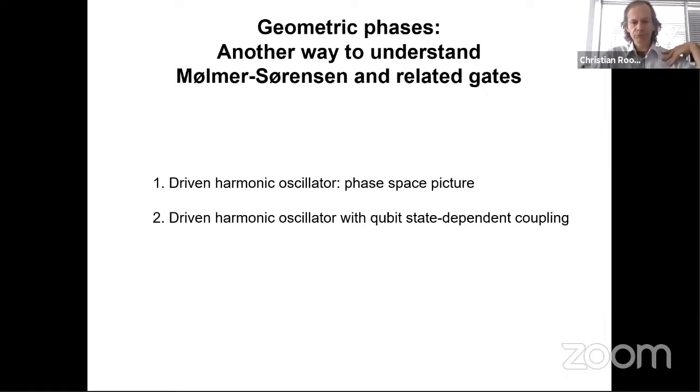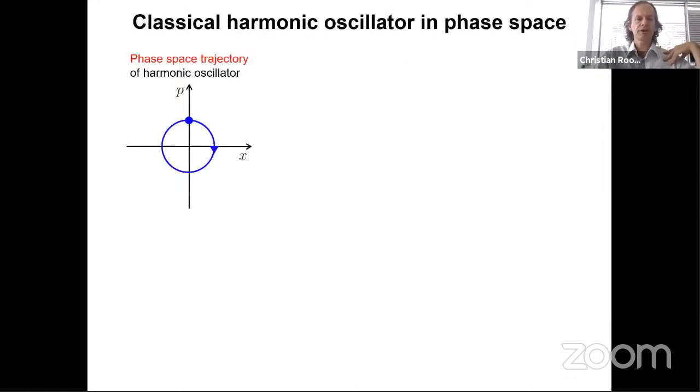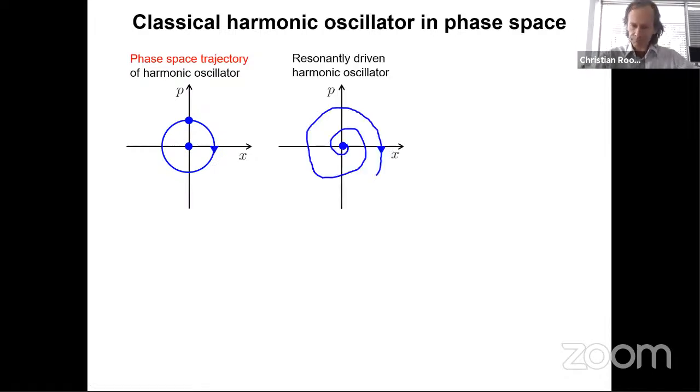And I first want to briefly talk about the driven harmonic oscillator in phase space, and then about the driven harmonic oscillator where the coupling becomes dependent on the qubit state. So if you have a classical harmonic oscillator, you have the phase space trajectory of an oscillator. Here it is just a circle, where the radius tells you something about the amplitude of the motion.